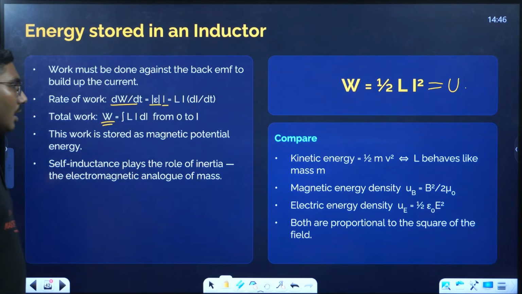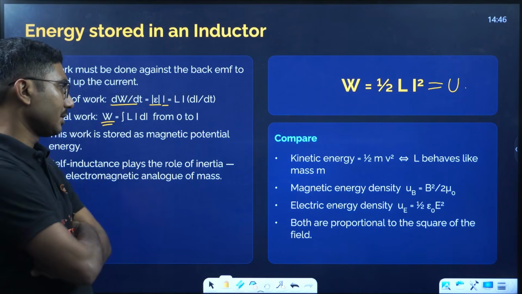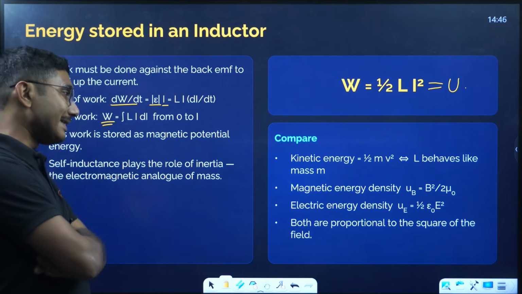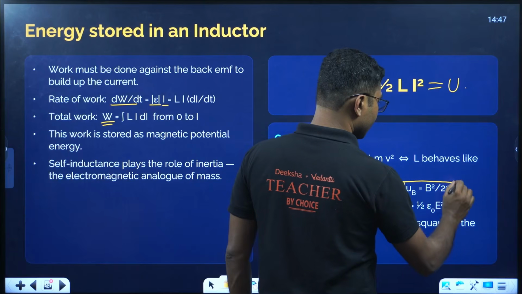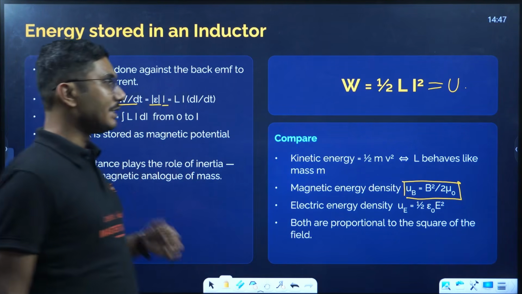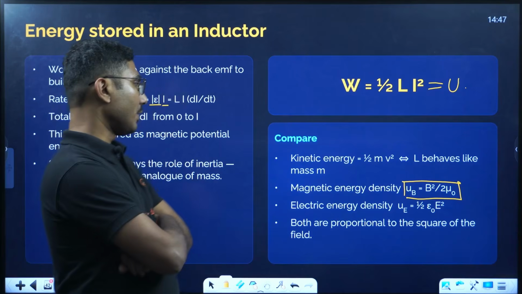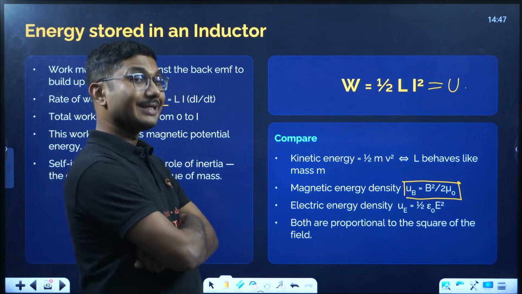Kinetic energy is half m v square. L behaves like mass. Magnetic energy density. This is another important formula, by the way. Based on this, there was a question in the past. Magnetic energy density is B square by 2 mu. Electric energy density is half epsilon naught E square, in a capacitor.